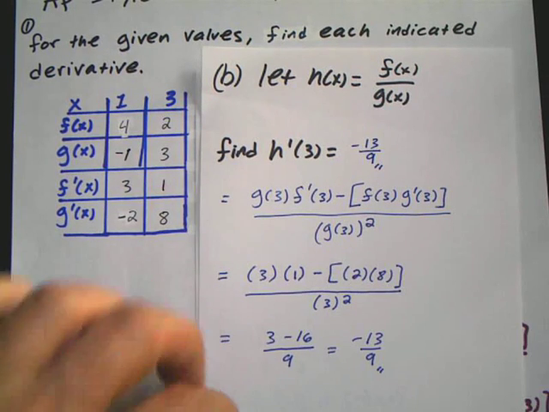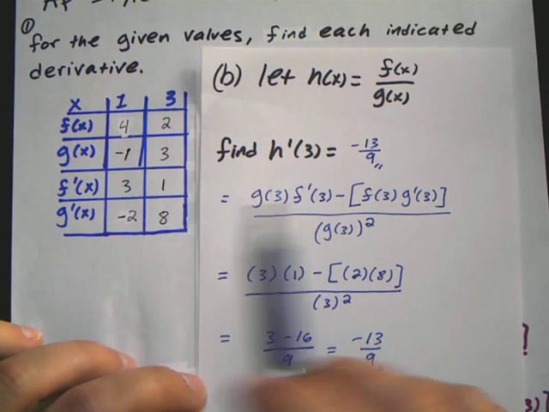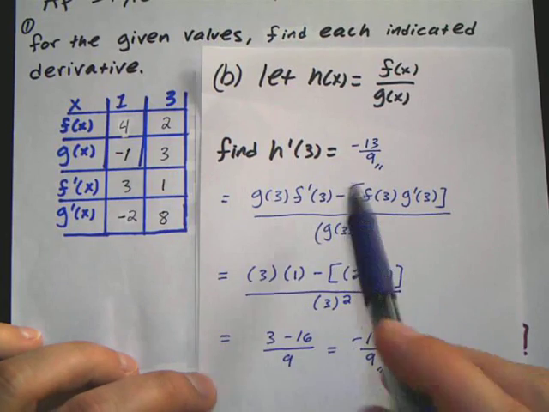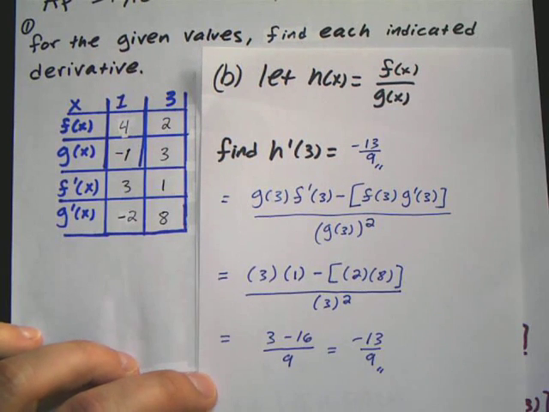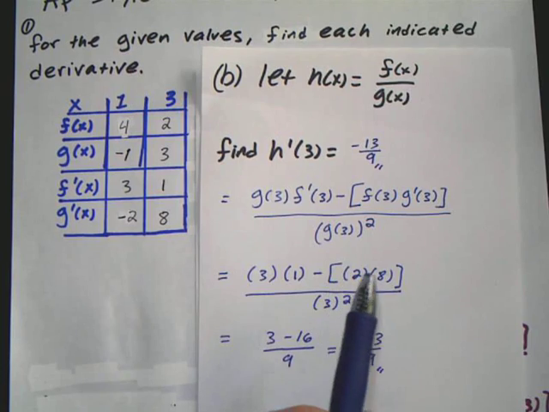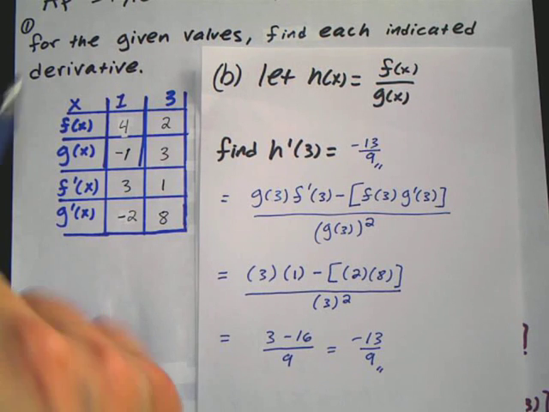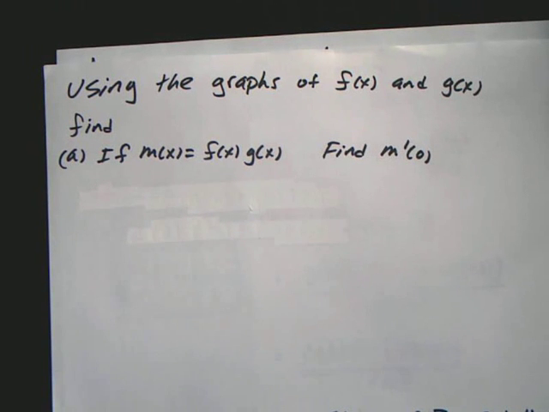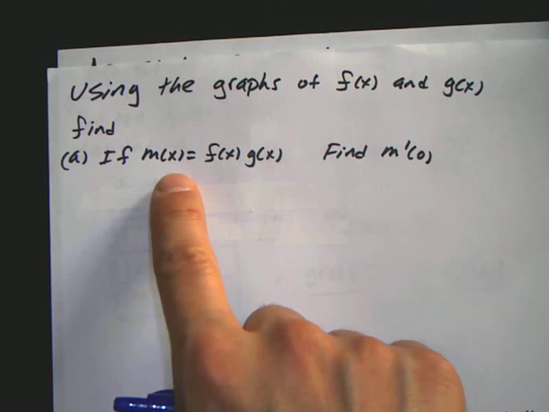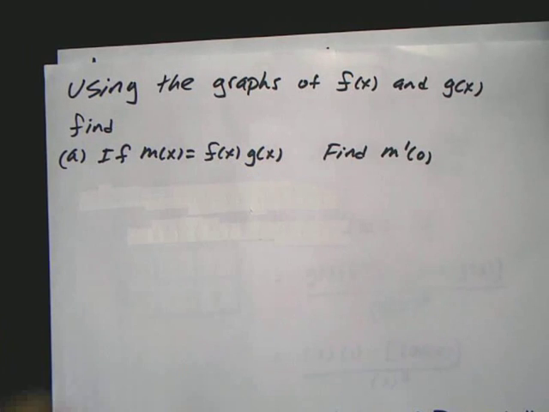So these ones are pretty straightforward. If you're given a table of values, just rely upon the definition of the derivative and look up the values accordingly. Next example is going to be with a graph of two functions. So we're going to use the graphs of f and g to find what looks to be a product, and I'll put up the graph of f and g. And I'll zoom in here.